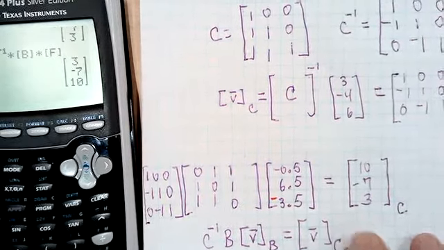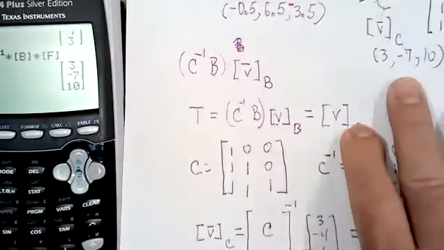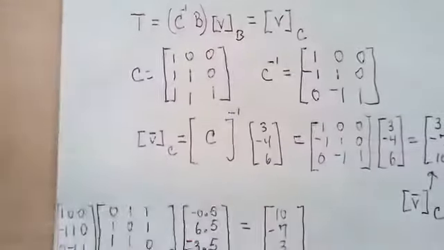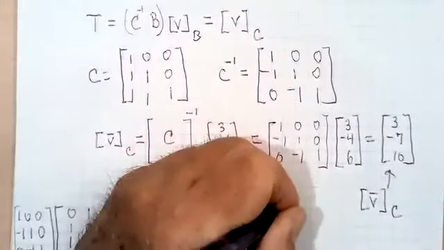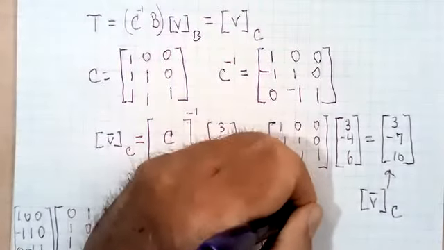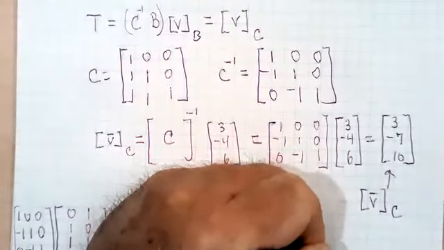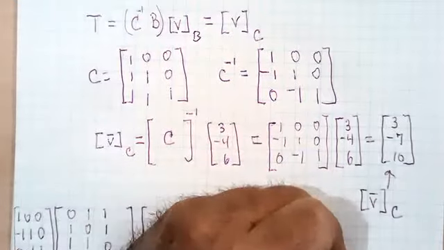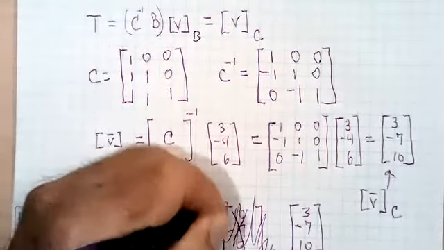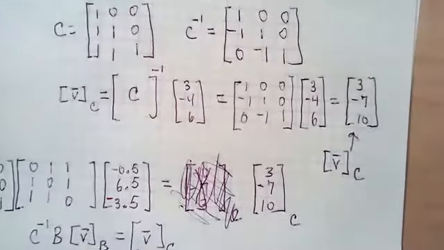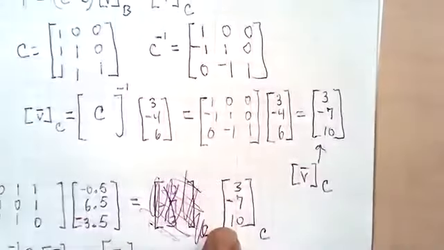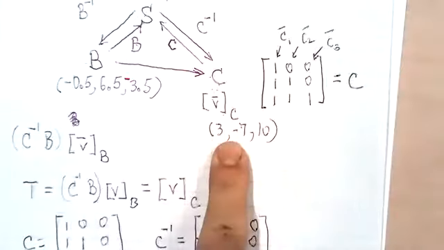3 minus 7, 10. Aha, and that's what I wanted. So, wow, that was a strange coincidence. 3 minus 7, 10, which is the coordinate. I'm doing just exactly what I told you not to do, right? Sorry. So 3 minus 7, 10 is indeed the coordinates here.